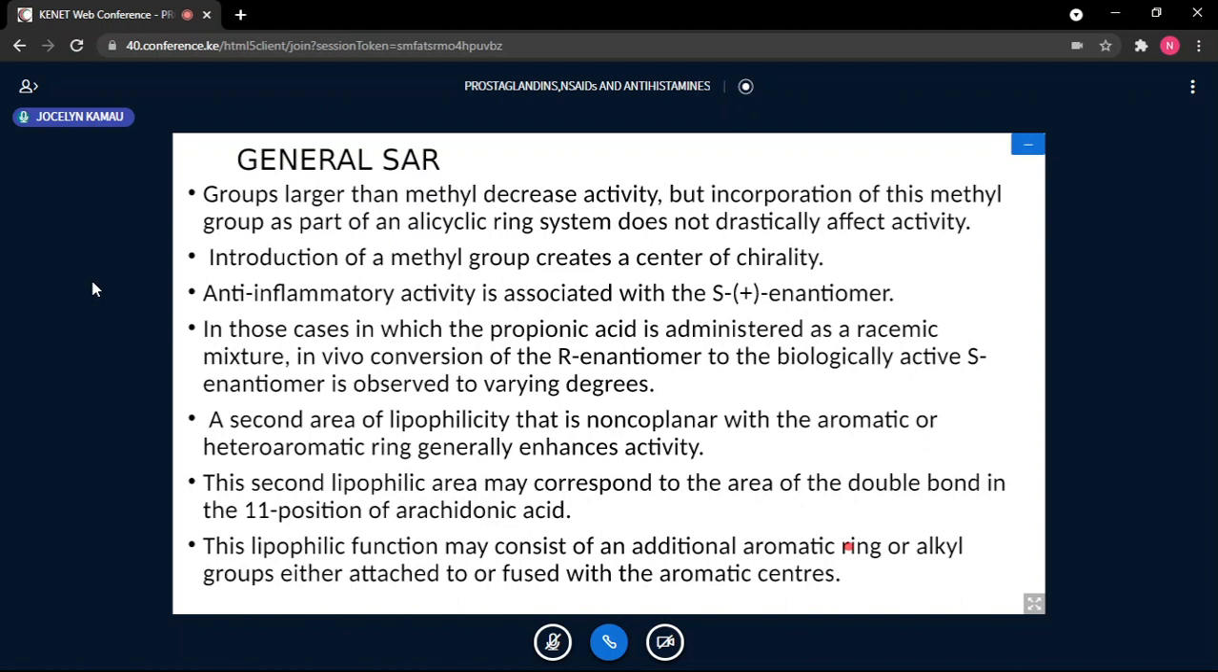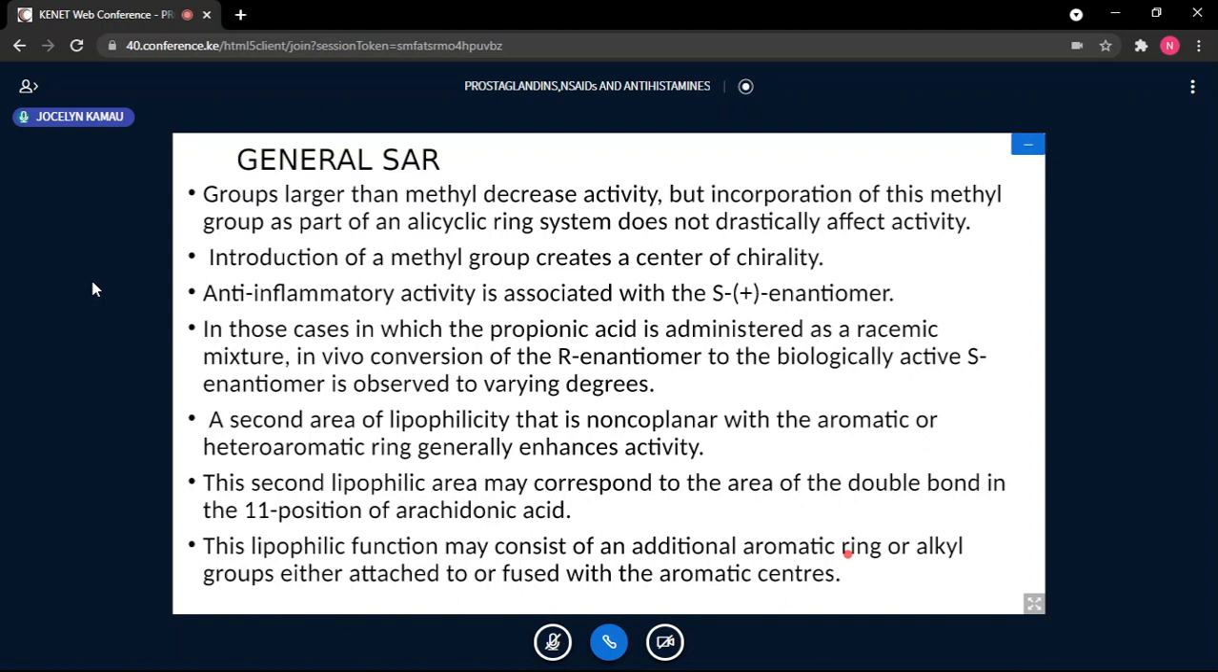But it can be a second aromatic ring, even in indomethacin, or it can even be an alkyl group. Kindly look at the structure of ibuprofen. Ibuprofen is on page 5. Look at the structure of ibuprofen. Again, you see, this is, of course, a propionic acid derivative.